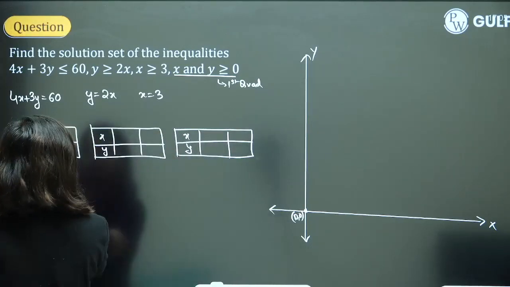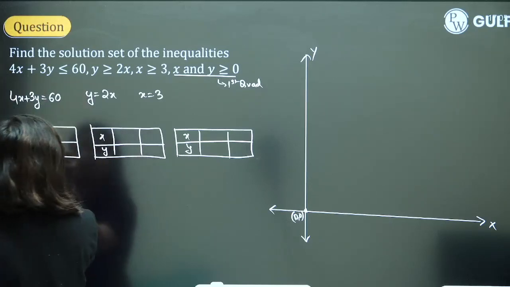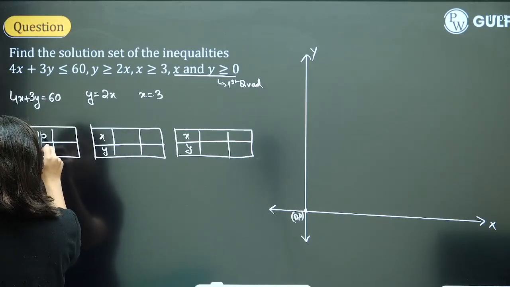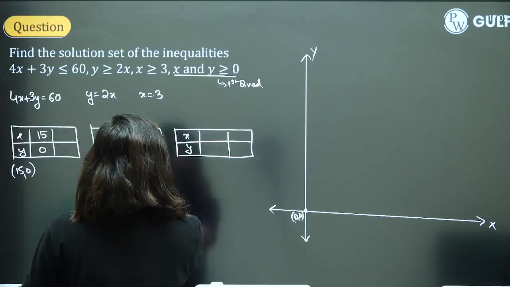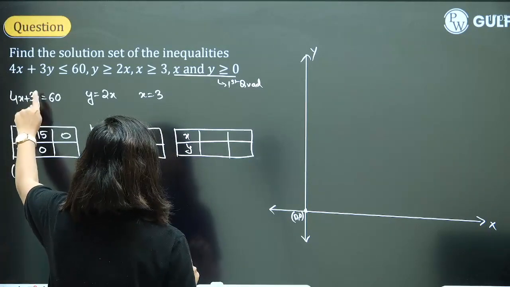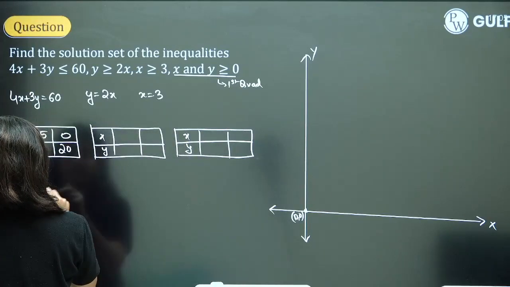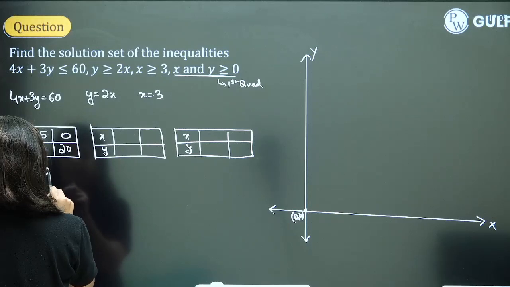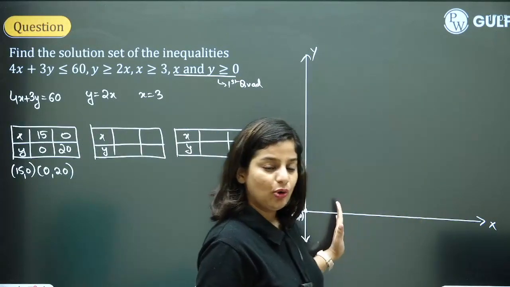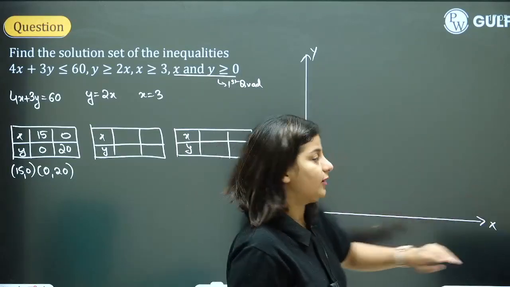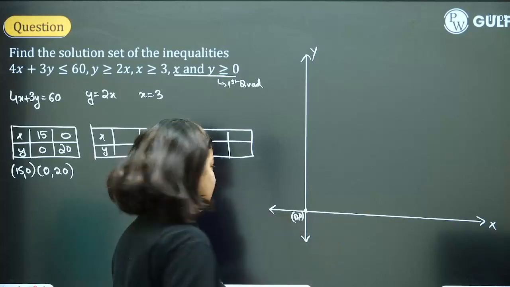First box, put y equal to 0, you will get the x coordinate. 4x equal to 60, x will be equal to 15. So first coordinate is 15, 0. Second, put x equal to 0, 3y equal to 60, y will be 20. Second coordinate is 0, 20. So on x-axis 15 and on y-axis 20, you will join the points. All of them are slack inequalities, so solid line. Just draw the solid line.